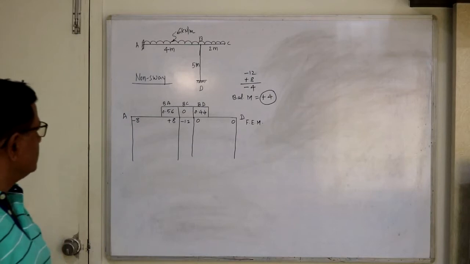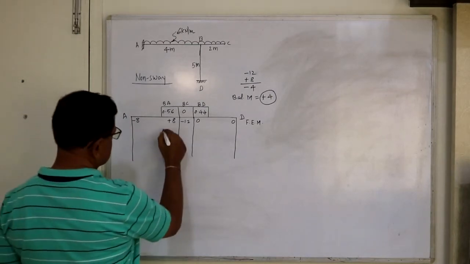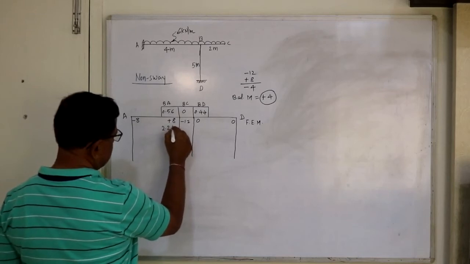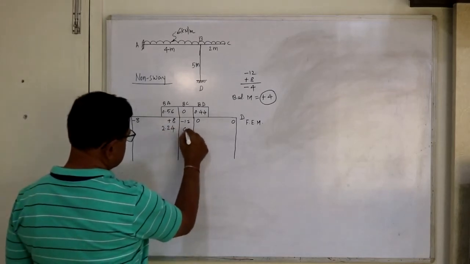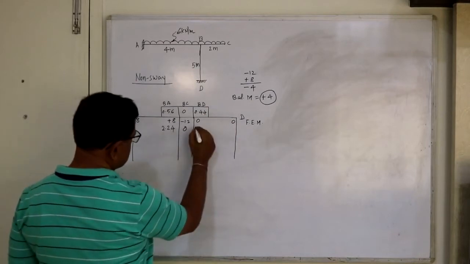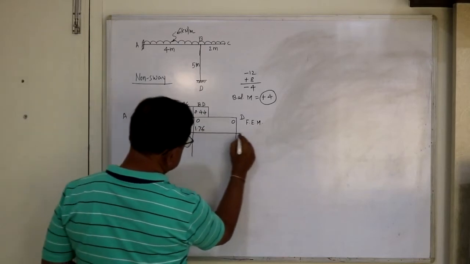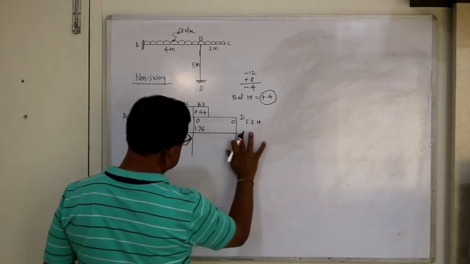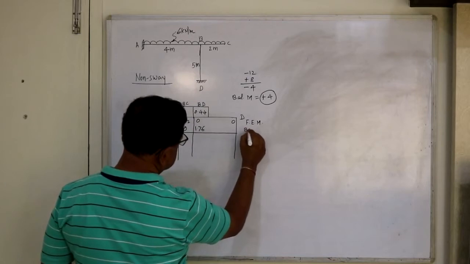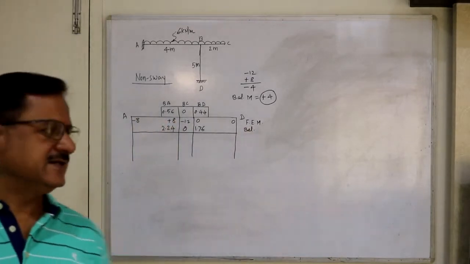That balanced moment multiplied by 0.56. So you write here, this comes out to be 2.24. Here it is 0. Then 4 multiplied by 0.44, so 1.76. So this step is called balancing or distribution of moments. We are using distribution theorem.